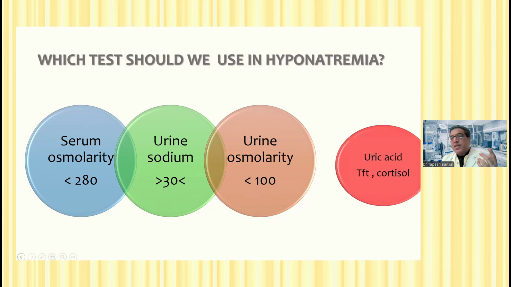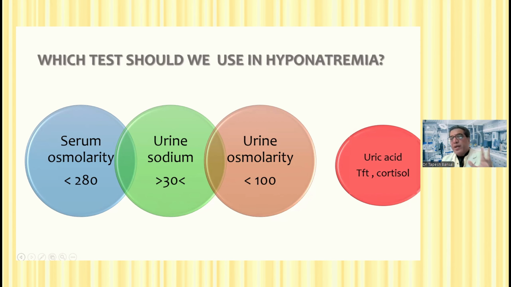So uric acid helps in distinguishing hypovolemic from SIADH or euvolemic hyponatremia, because in hypovolemic hyponatremia, uric acid is more than 4 milligram per deciliter, while in SIADH it is less than 4, because increased ADH secretion leads to uric acid washout in the urine. So that helps to distinguish between hypovolemic and SIADH, which is classified as euvolemic.